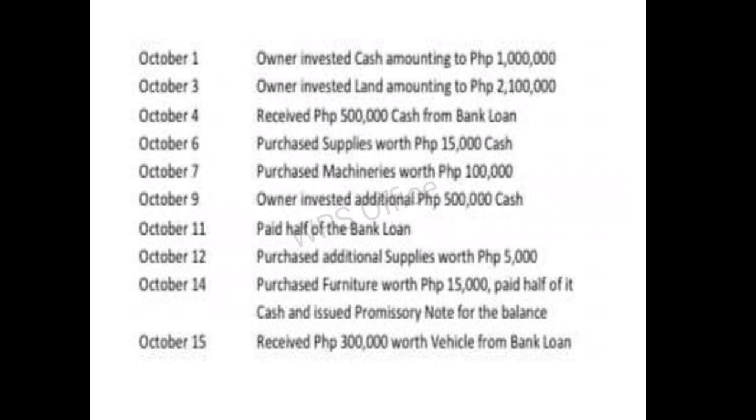On October 7, the owner purchased machineries worth 100,000. On October 9, the owner invested an additional 500,000 cash. October 11, paid half of the bank loan. On October 12, the owner purchased additional supplies worth 5,000. October 14, the owner purchased furniture worth 15,000, paid half of it in cash and issued a promissory note for the balance. On October 15, the owner received a 300,000 worth vehicle from a bank loan.